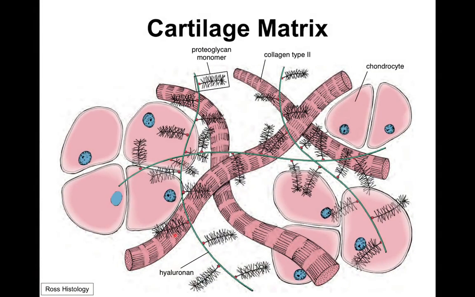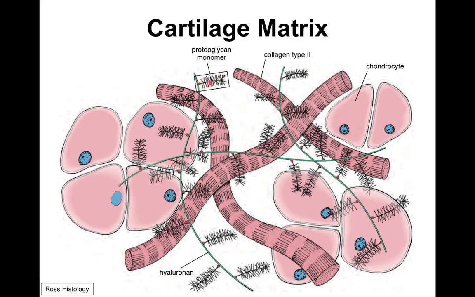So when we see cartilage matrix, generally it consists of proteoglycans and type 2 collagen fibers. It may vary depending on the type of cartilage, but generally it consists of proteoglycans and type 2 collagen fibers. Proteoglycans are proteins which are highly glycosylated, so they contain a core protein and sulfated glycosaminoglycan chains.